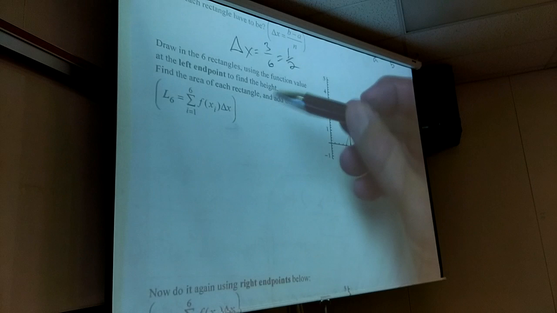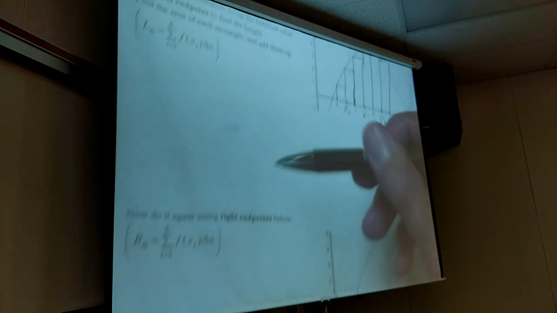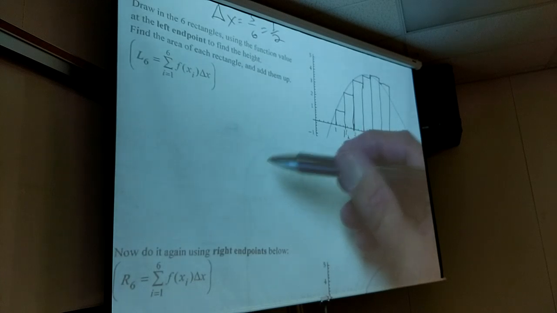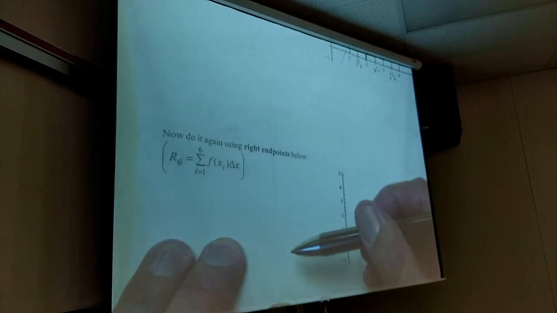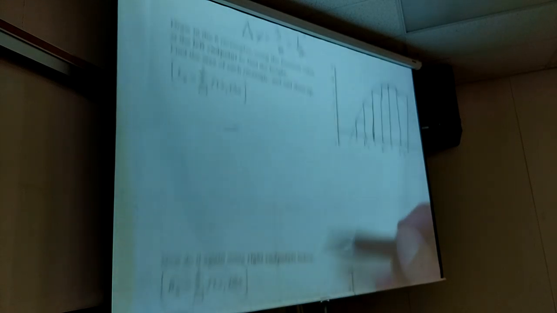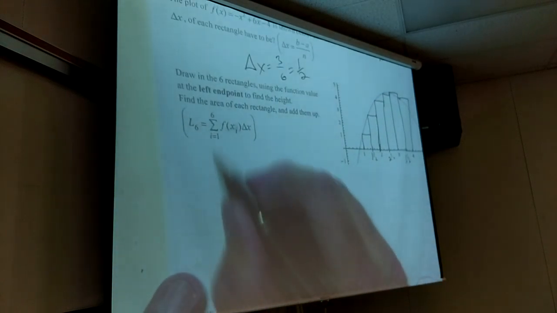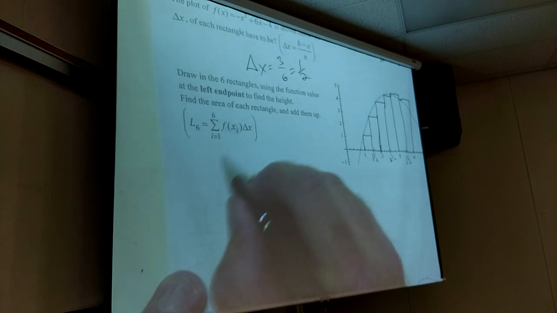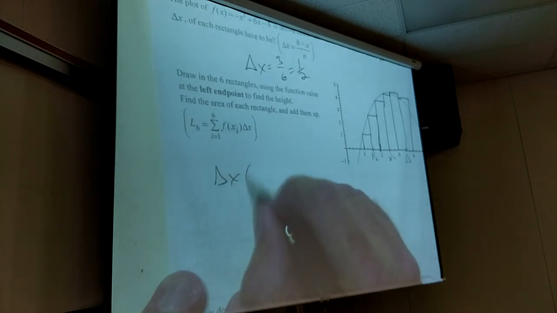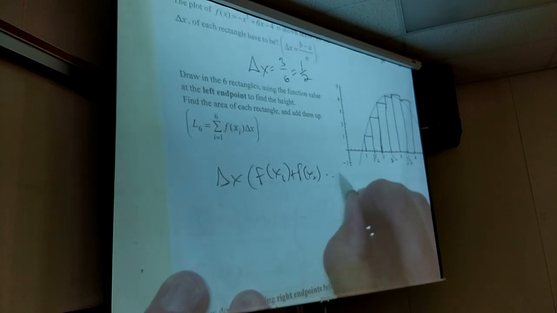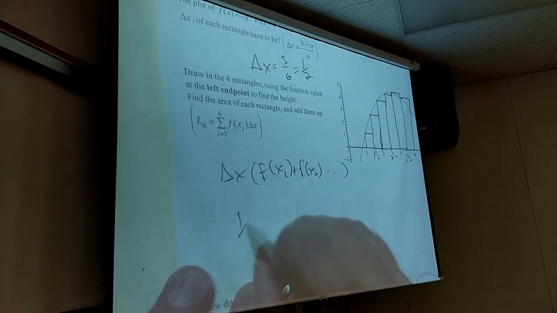I'll ask you questions like do the left, then do the right. And the beautiful thing, like I said earlier, is most of the work you did for the left ones is going to show up again down here. It's crazy. So it's not doing completely all over again. So here, every width is 1/2.